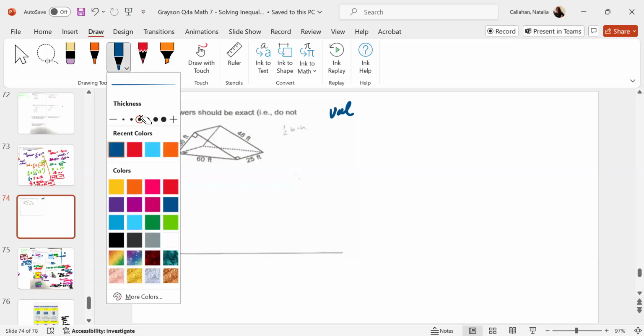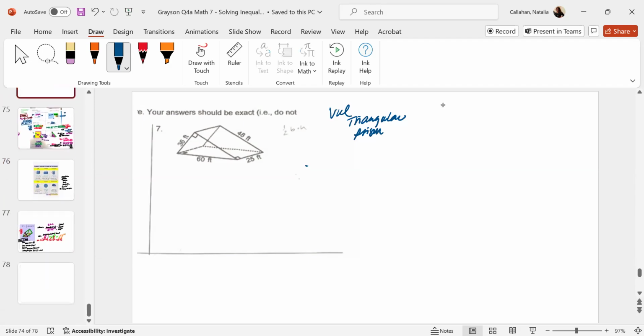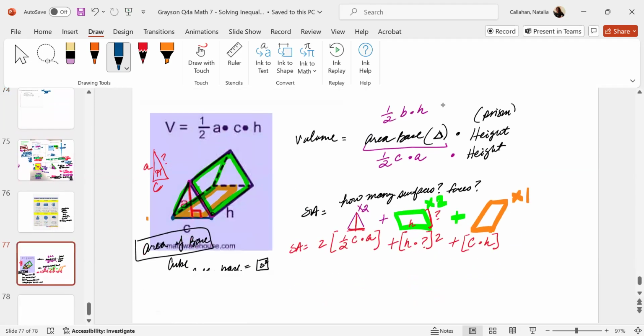Volume is always the easier one. Fine. What's the volume of a triangular prism? One half base times... that's the volume of a triangular prism. I thought you had that formula down. You didn't bother writing it down correctly? 1/2 base times height is a triangle area. Area base and then what? Oh my gosh. Wow. You can't even copy the formula down correctly.